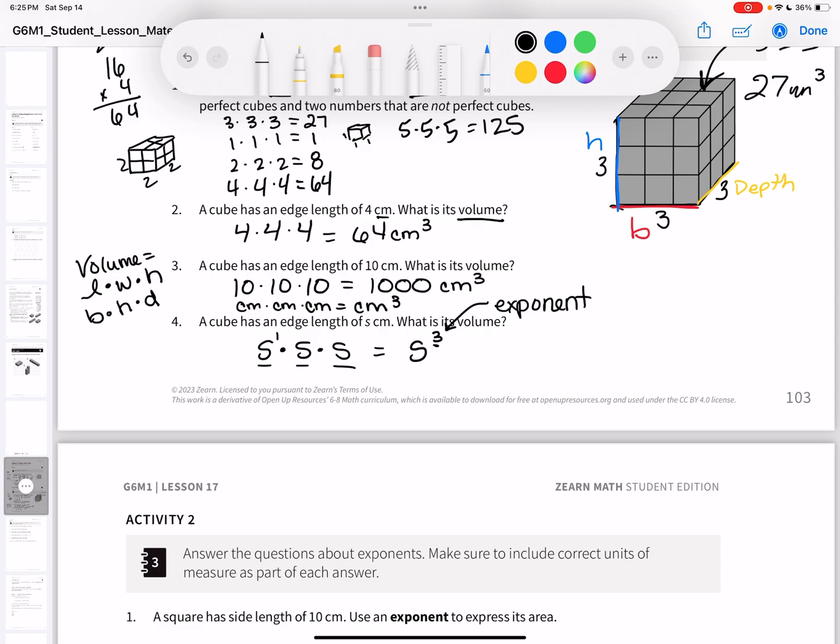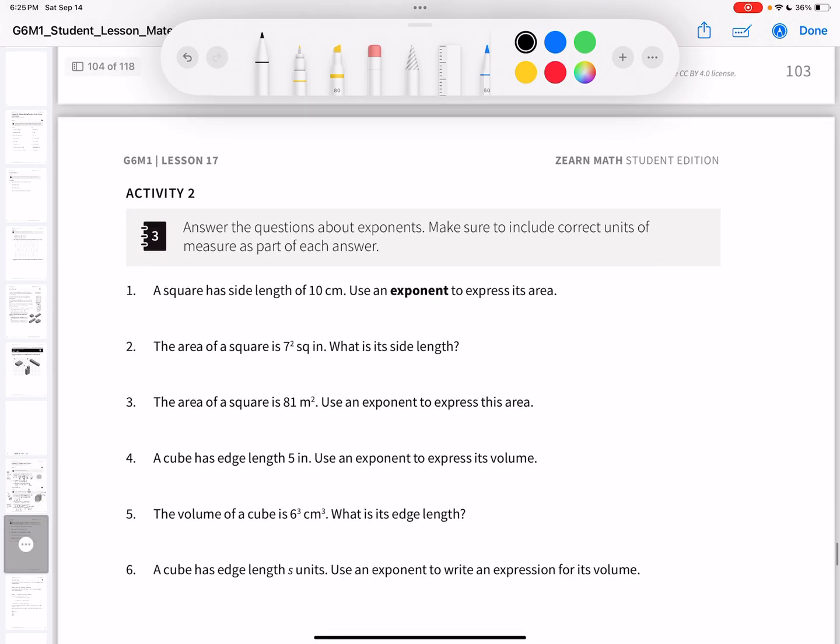So our volume would be S cubed centimeters cubed, because that would be like doing centimeters times centimeters times centimeters. So we have 3 copies of the centimeters, we have 3 copies of S, so it'd be S cubed centimeters cubed.